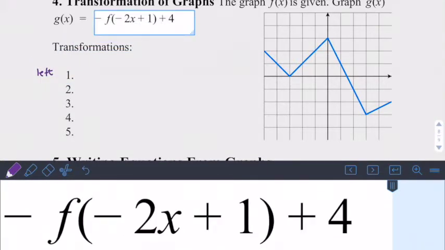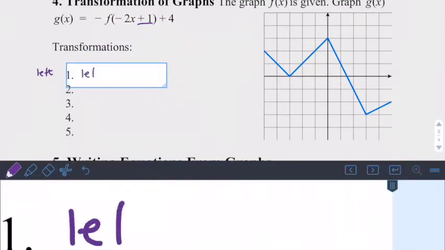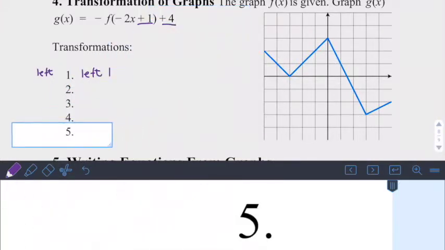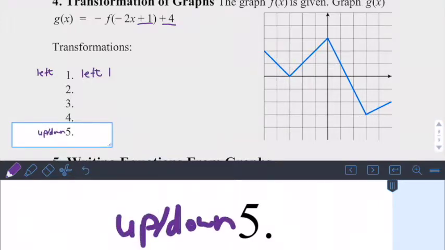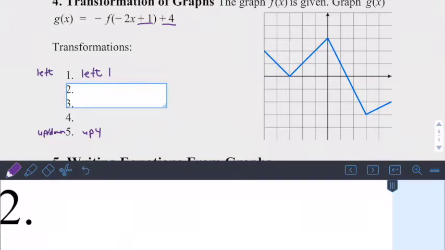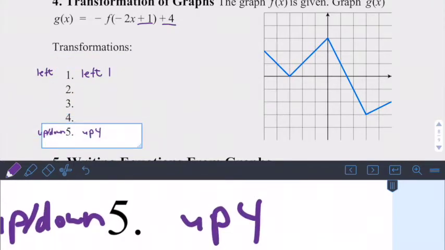So we're going to look at that plus 1. Well, plus 1 moves it left 1. So that's the first thing we need to do. And then the last thing we're going to do is that plus 4, that up and down. And that plus 4 moves it up 4. Everything else in the middle doesn't really matter that much because of the stretching and the compressing, but those are the main two. You have to do the left and the right first and the up and the down last.